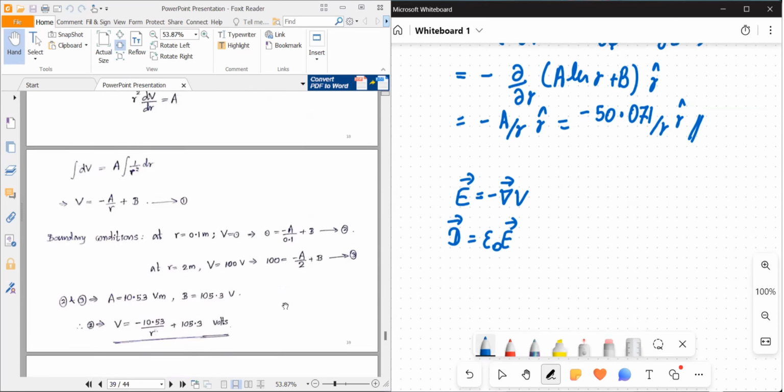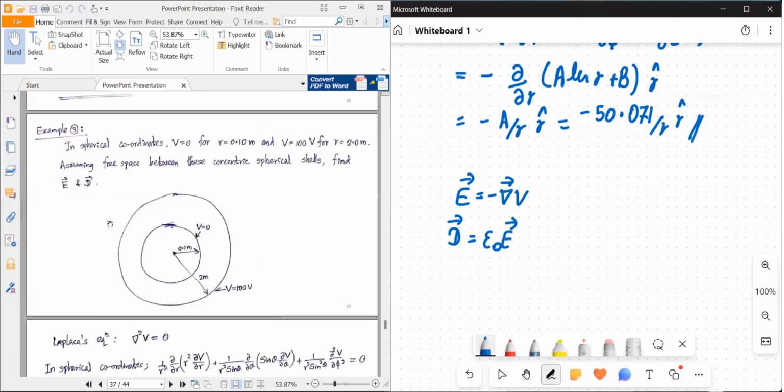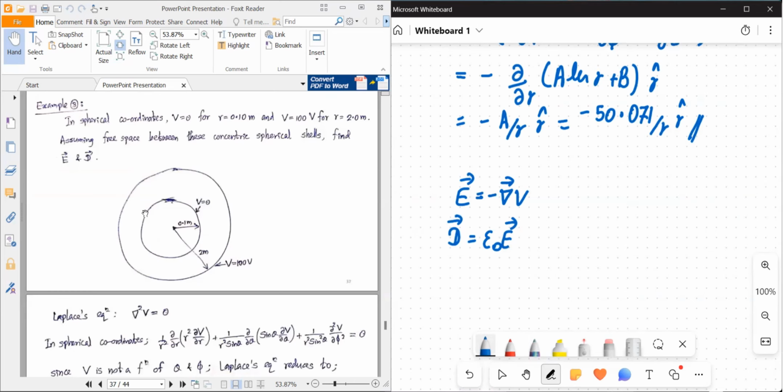Now, depending on the given geometry, we can select the most appropriate coordinate system. If we can reduce our Laplace equation to one variable by doing direct integration, we can easily calculate the potential and apply the boundary conditions. Then you will know the unknown constants in the potential. Then using the potential, you can calculate the electric field and the electric displacement field using these two equations. Okay.